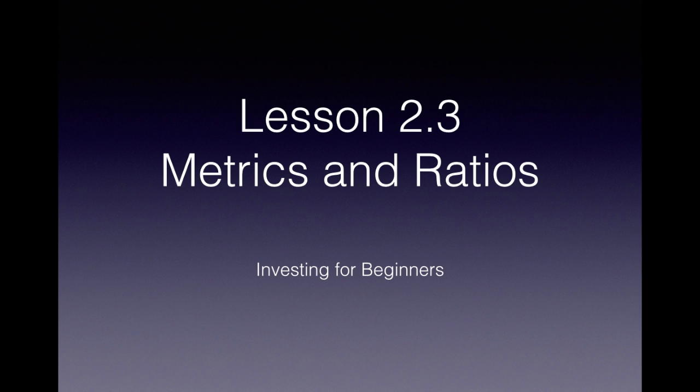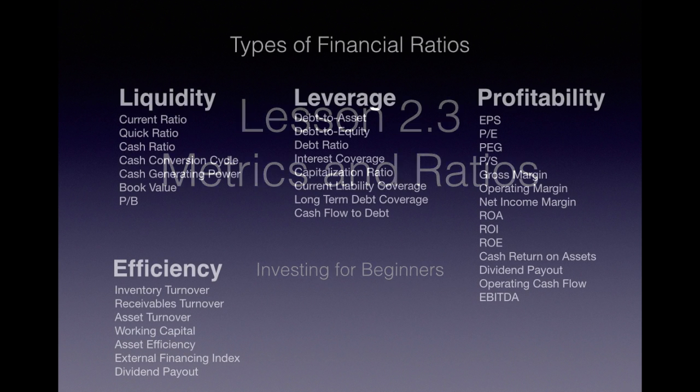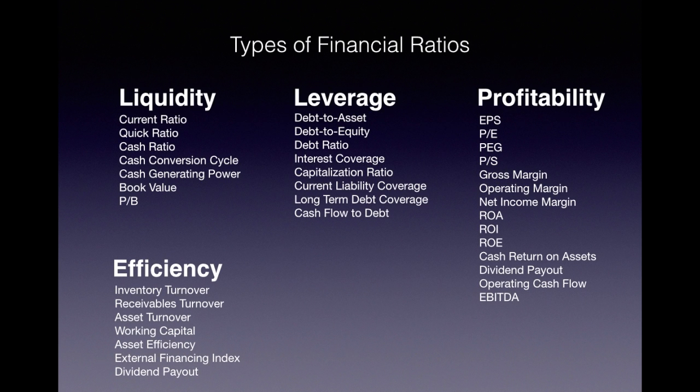Today, we're going to take a break from the conceptual terminology and take a step into the mathematical world of investing. We're going to learn many of the ratios and formulas that investors use to get an idea of how financially sound a company is or how much it can grow over the next few years. Let's get started. There are four main types of financial ratios: liquidity, efficiency, leverage, and profitability ratios.